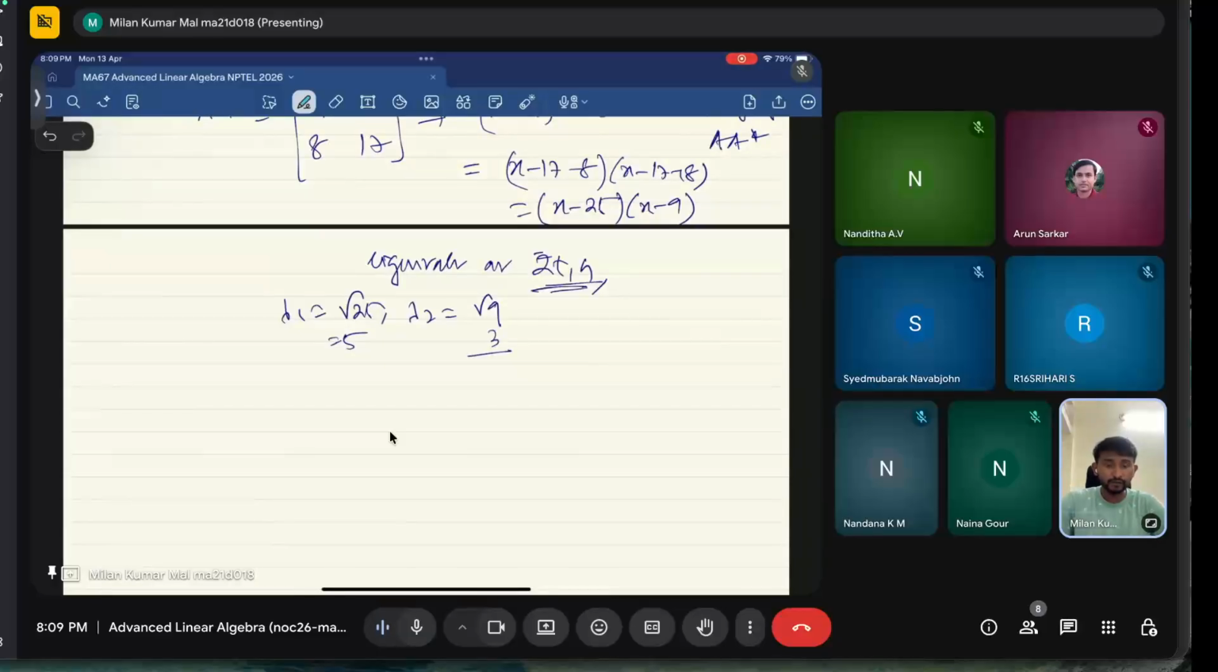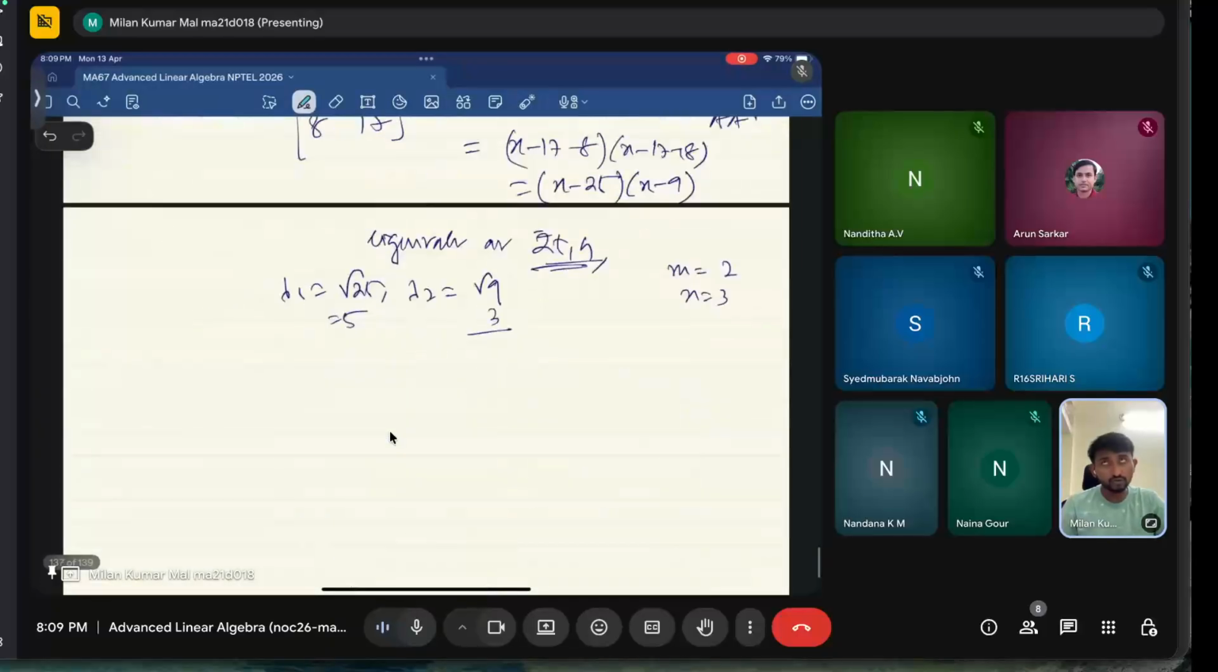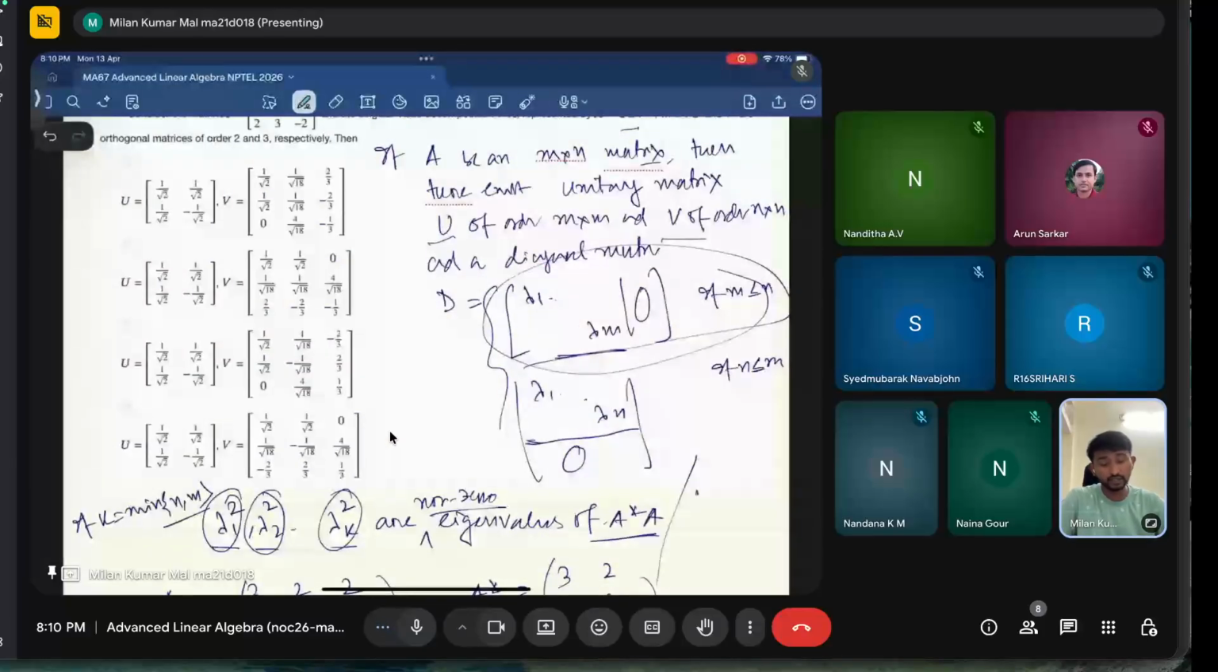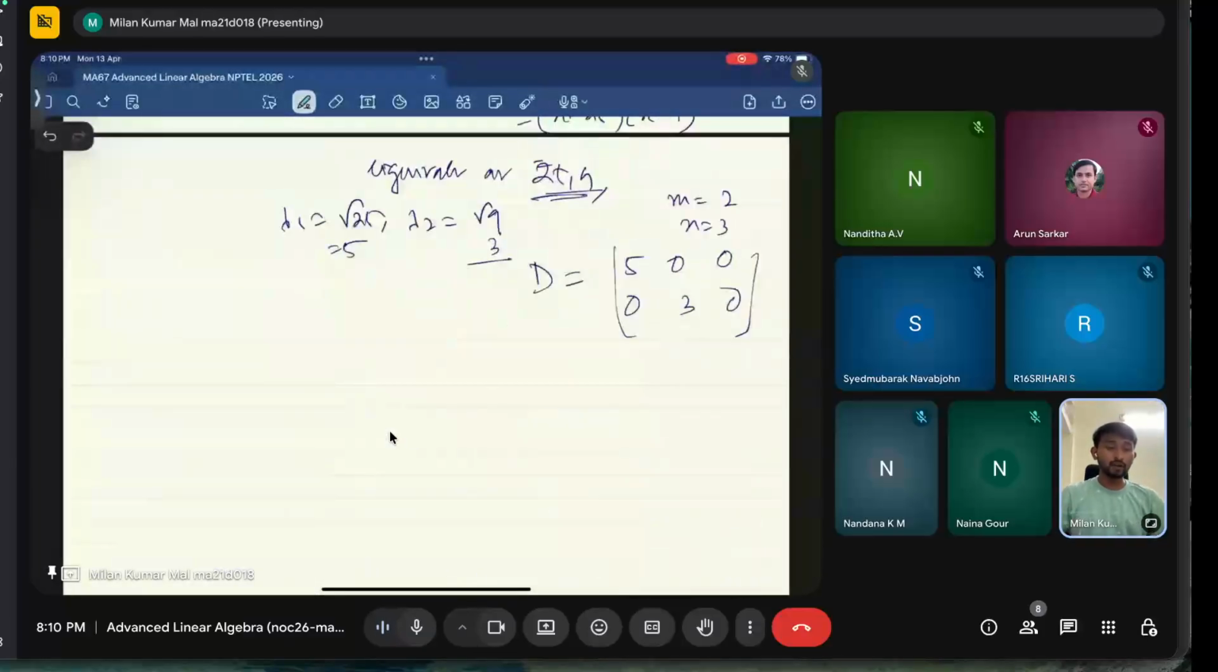So up to this point, I think we have tried one problem where it was asked to find the diagonal matrix. So this is the diagonal matrix. In this case, the matrix given is 2 by 3, so m equals 2 and n equals 3. That means m is less than n, so the matrix D will be 5, 0, 0, 3, with a zero column, an m by n matrix. This is the first case, where m is less than n. If n is less than m, we have the second case. But the main fact is that we have to find the diagonal matrix.